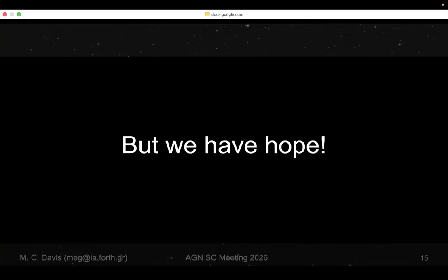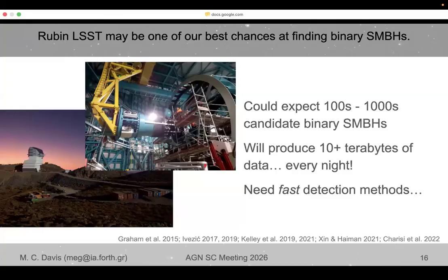Nonetheless, finding them will fund my research. Hope comes in many forms, but my favorite, of course, is Rubin. We could expect hundreds, thousands, maybe 10,000 or so binary supermassive black hole candidates. It depends on who you talk to and the projected rate of binary supermassive black hole expectations.